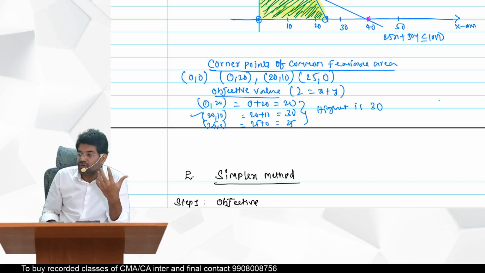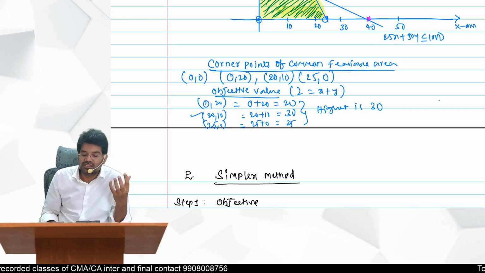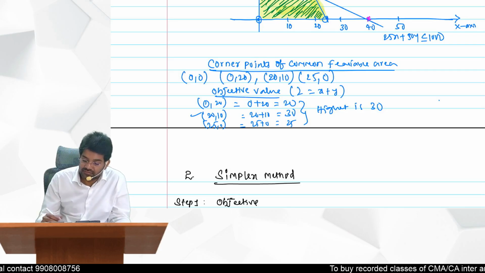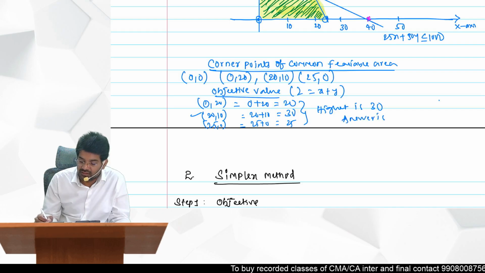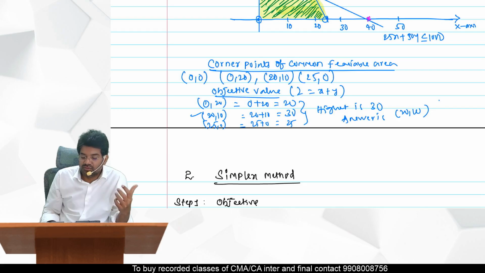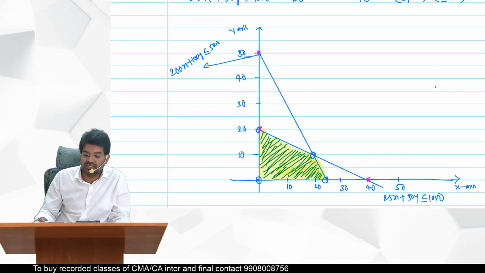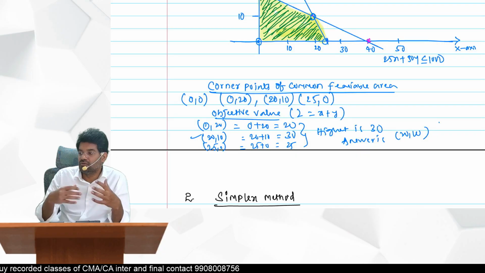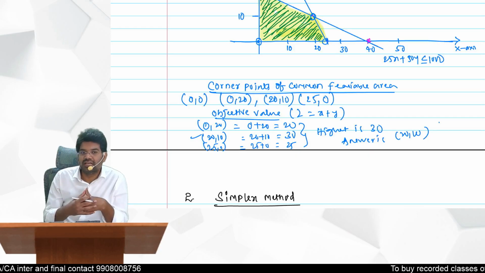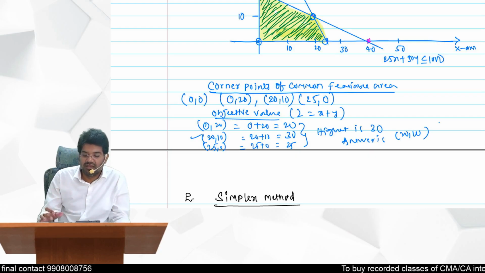So that means you should produce 20 cakes of type 1 and 10 cakes of type 2. So the answer is 20, 10. These are the numbers of type 1 and type 2 respectively. So this is the graphical method. If it is minimization, then what will we do? Out of the objective values we got, you will consider the least. So this is your graphical method.